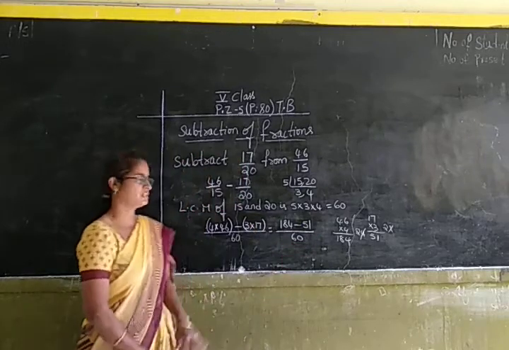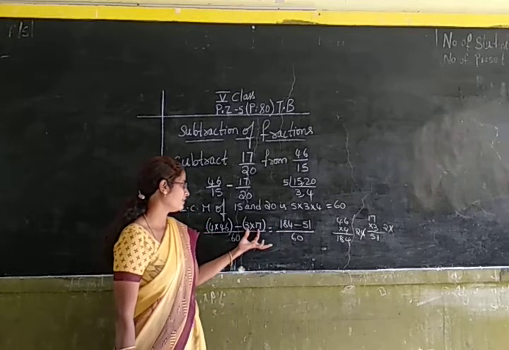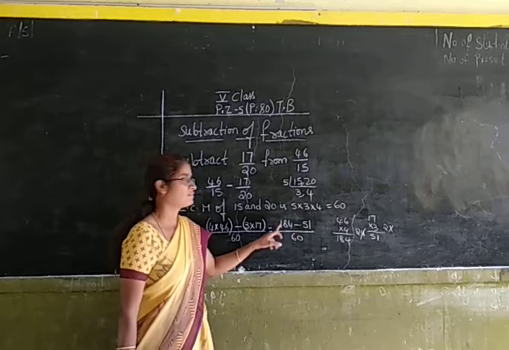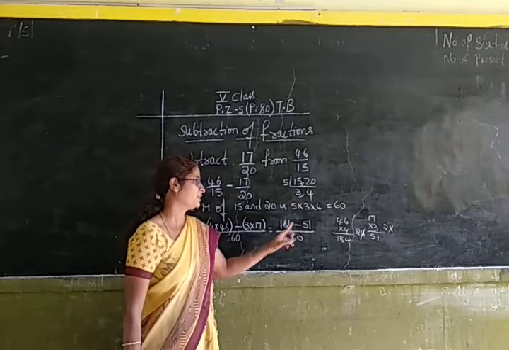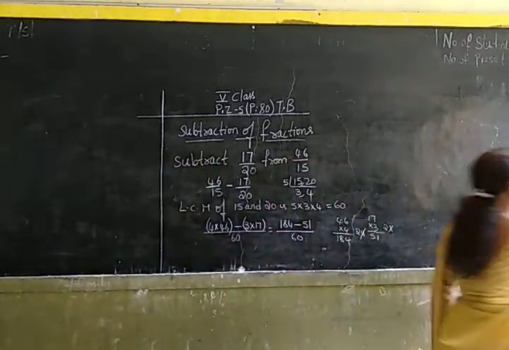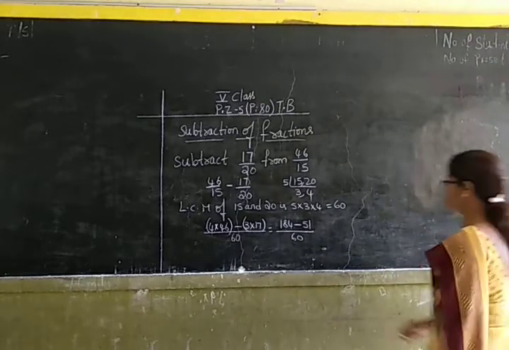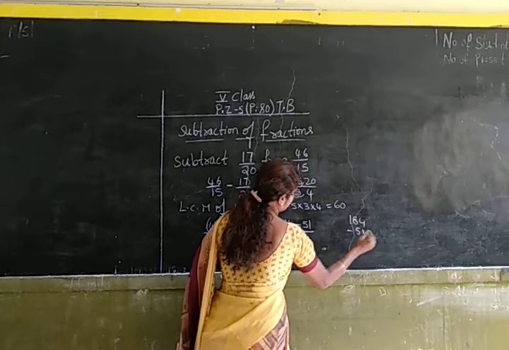So how did we get 184? 4 into 46 is 184. 3 into 17 is 51. Now we have to subtract 51 from 184 because here the symbol is minus. So let us subtract 51 from 184.